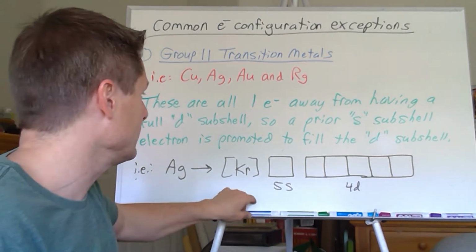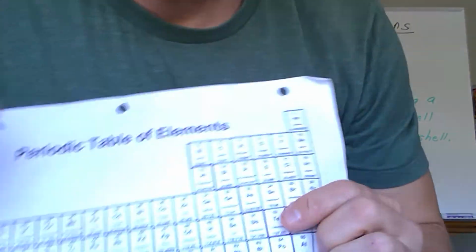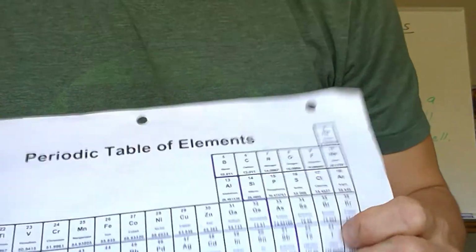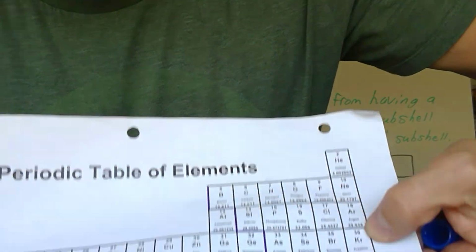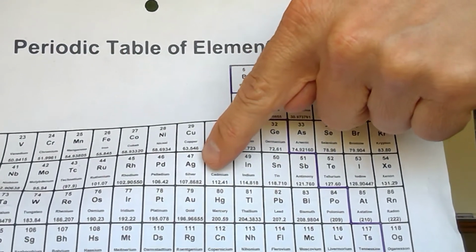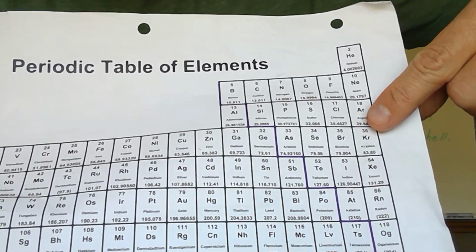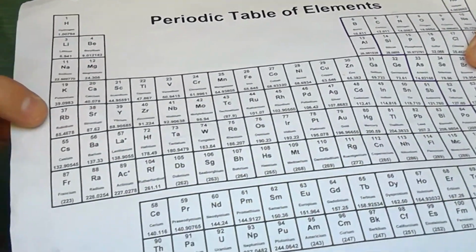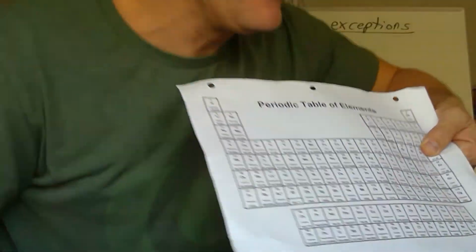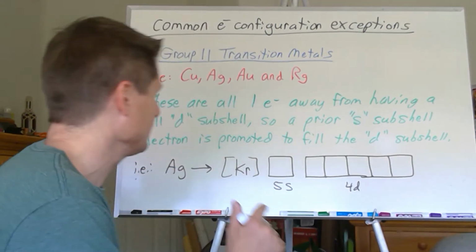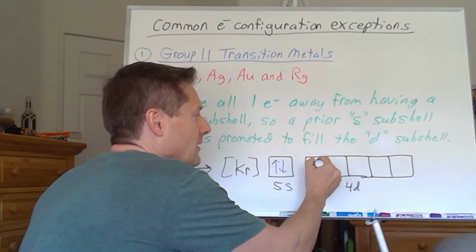Let's take a look at this. You ready? So let's look at silver. So silver's right there. So the prior noble gas is krypton. So it would be krypton 5s2 4d9 is what we would expect, right?